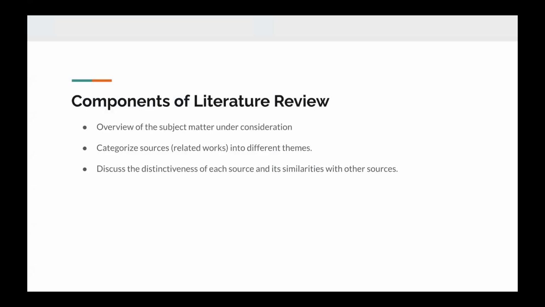So the components of a paper, I kind of mentioned some of this already. Components of a literature review would be to discuss an overview of the subject matter under consideration. And then, like I said, if you have a bunch of papers that share similar themes, categorize them and discuss the similarity in the approach or their differences, how they are different from each other, and what you'll be bringing that is new to all of this.